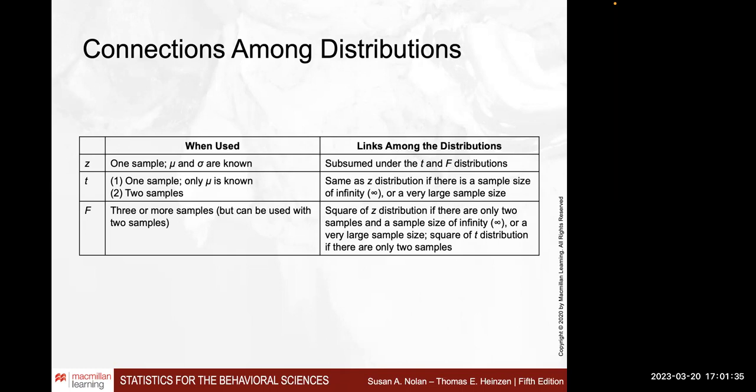If you have a sample size of infinity or a very large sample size, usually you get away with sample sizes greater than 30, you get away with a Z distribution. If you have 3 or more samples, you're basically using an F. You can use a chi-square distribution if there are only 2 samples and a sample size of infinity or a very large sample size. But this is a rather peculiar example. So basically if you have 3 or more samples, you will think of an F distribution. And we will talk about the F distribution today.